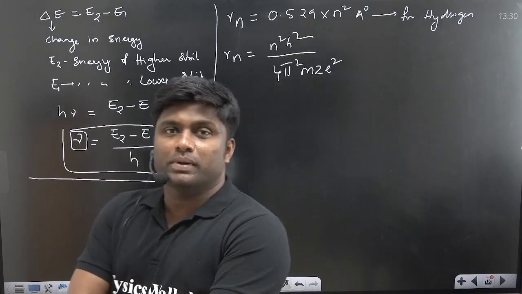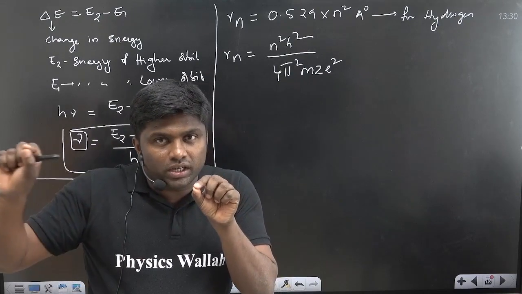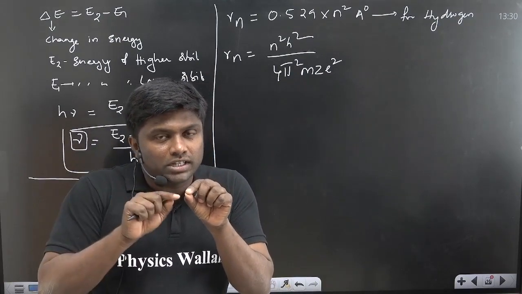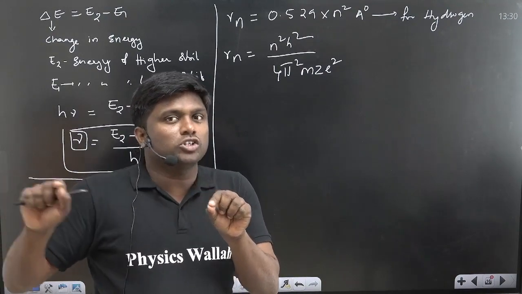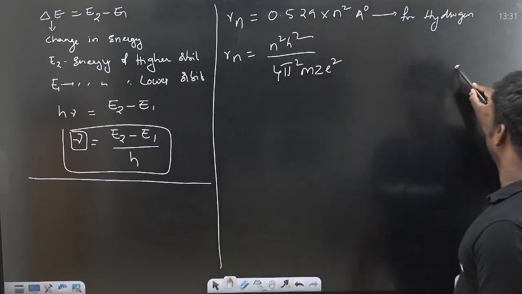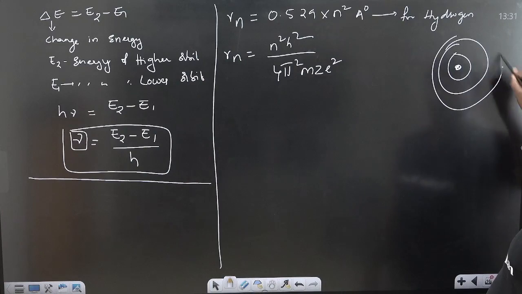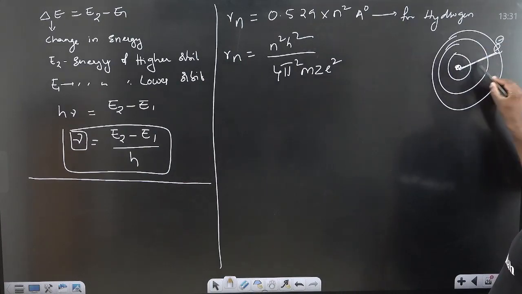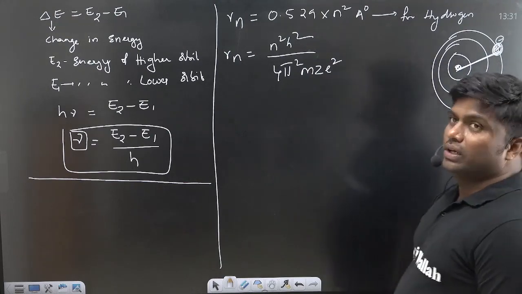Radius of the electron present in the nth orbit. Radius means what? It is the distance between the center of the nucleus and the electron, or the distance between the center of the nucleus and the orbit in which the electron is present. See, this is the nucleus and we have an electron in, for example, the third shell. You want to calculate this radius. This is the distance between the nucleus and the electron, or the nucleus and the shell in which this electron is present. How can you calculate?